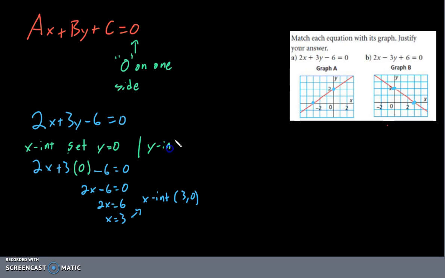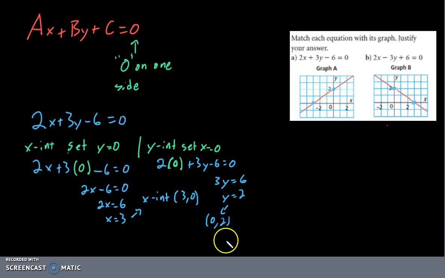So my y-intercept would be setting x to be 0. And we can go ahead and write down my equation again. We can have 2, open bracket, 0, and we can keep on going. Plus 3y minus 6 equals 0. And we're going to see that 3y is going to be equal to 6, and y is equal to 2, which means that I have a y-intercept at (0, 2).